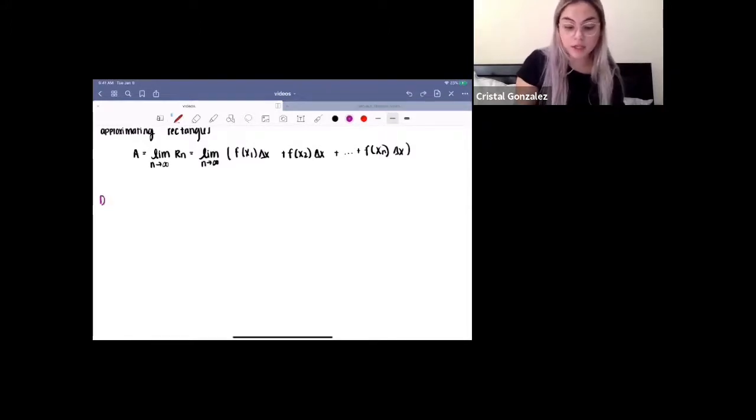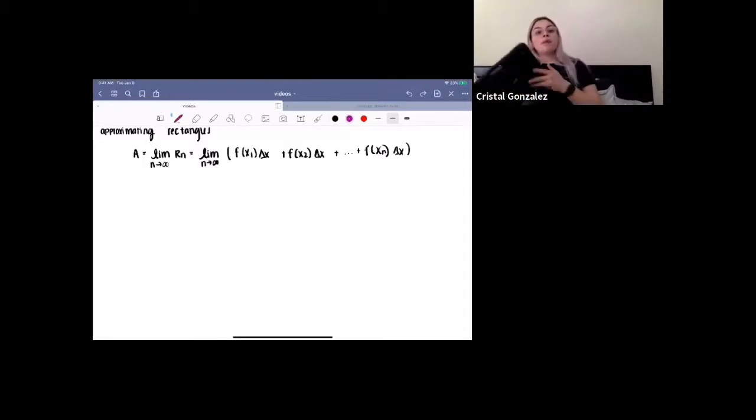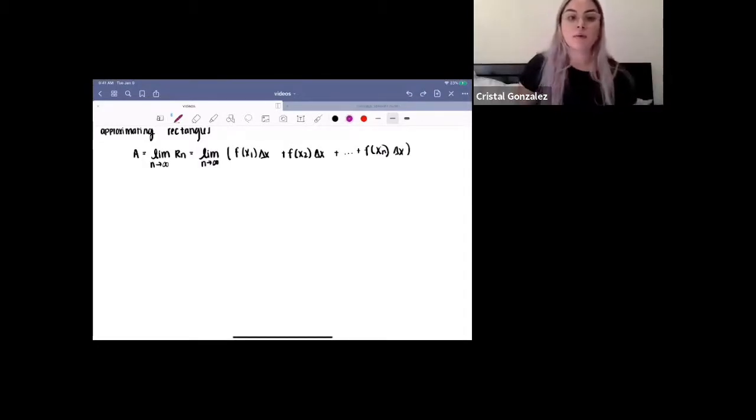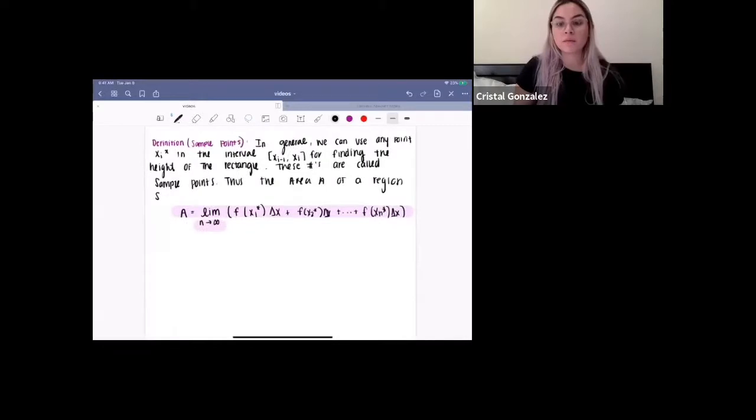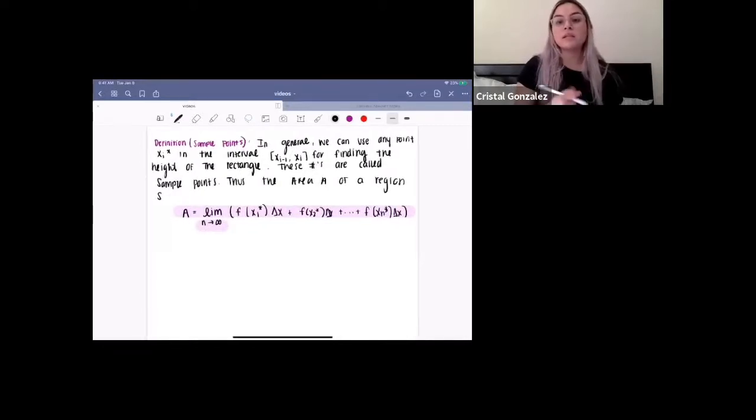We're going to define our sample points, because we've defined left endpoints and right endpoints, but we haven't yet defined it for random sample points. The definition of a sample point is that if we wanted to generalize this so that we didn't have to use a left or a right-hand sided limit, we can generalize this using sample points.